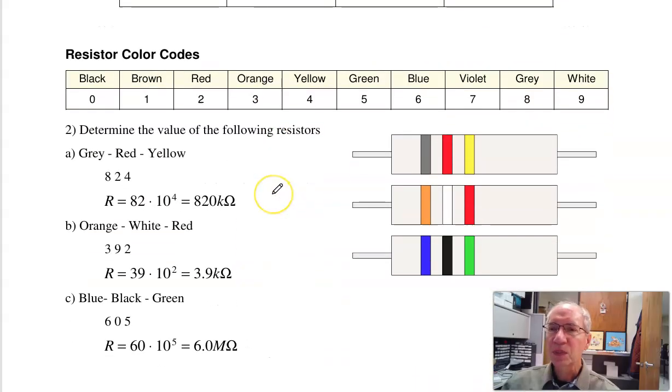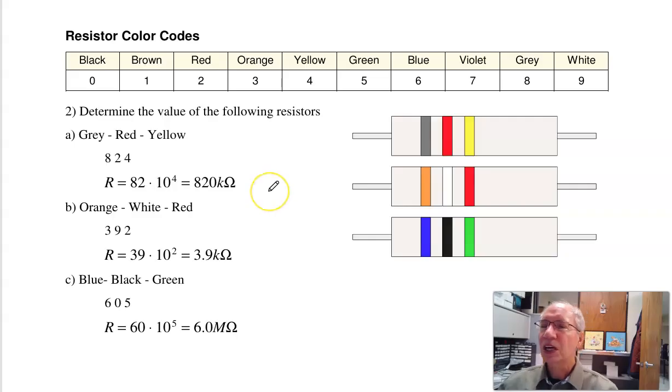Problem 2. Resistors are labeled with color codes. If you know the colors on the resistor, you know what the values are. Each color represents a number, and the first two numbers are the mantissa, the third one is the power. So for example, gray, red, yellow is 8, 2, 4. What that means is 82 times 10 to the 4th ohms, which is 820K.